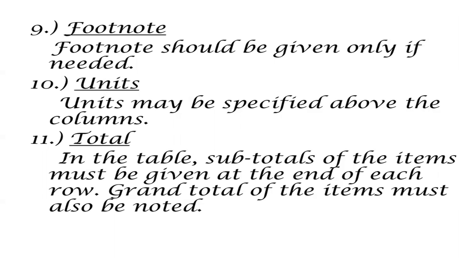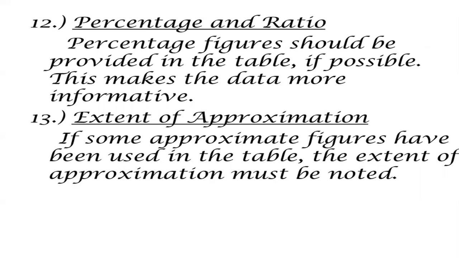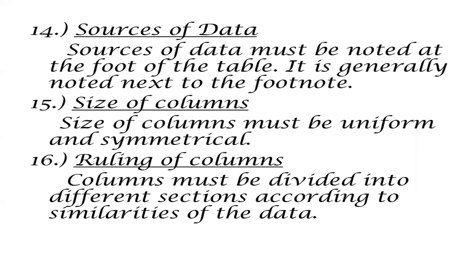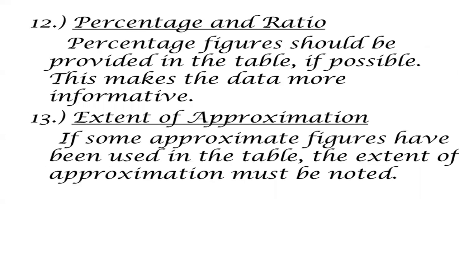Total. At the last, on the right hand side, you have to give the subtotals or totals. So it will complete the table. In the table, subtotals of the items must be given at the end of each row. Grand total of the items must also be noted. Percentage and ratio. Percentage figures should be provided in the table, if possible. This makes the data more informative.